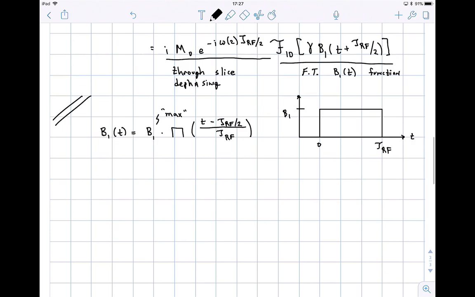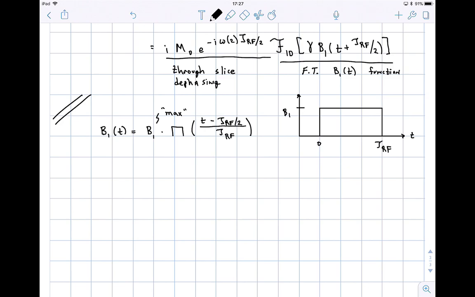So if that's our B1 function, then what we're thinking about is what's the Fourier transform of a rect function. And if you've taken signals and systems or Fourier transforms before, then you can anticipate what the result's going to look like. So we come back to saying the slice profile over space, which we want to know about at the end of the pulse, tau RF, is equal to a bunch of constants in the front, i M naught e to the minus i omega z tau RF by 2, times the 1D Fourier transform of the B1 envelope function that we have. And what that function actually is now is gamma times B1 times rect of t over tau RF.